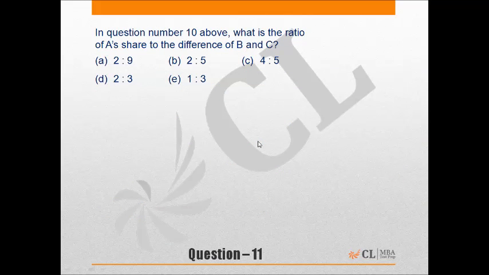Let's look at the next question, question 11. In question 10 above, what is the ratio of A's share to the difference between B and C? We found A is to B is to C was 2 is to 3 is to 6. So what is the ratio of A's share to the difference between B and C? C minus B will be 3, because if A has 2, C has 6 and B has 3. So it is 2 is to 3. Choice D is the correct answer.